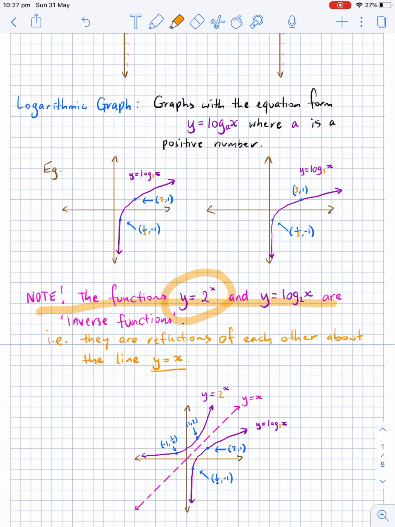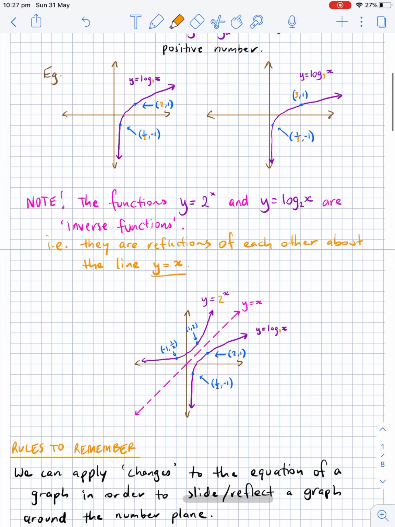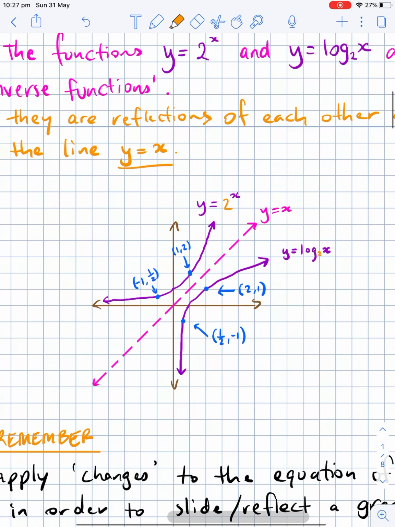Note the functions y equals 2 to the power of x and y equals log base 2 of x are inverse functions, i.e. they are reflections of each other about the line y equals x. So what I mean by that is, if I graph these two functions, which are very similar because they both have this base of 2, then we can see that they are reflected across this line y equals x.